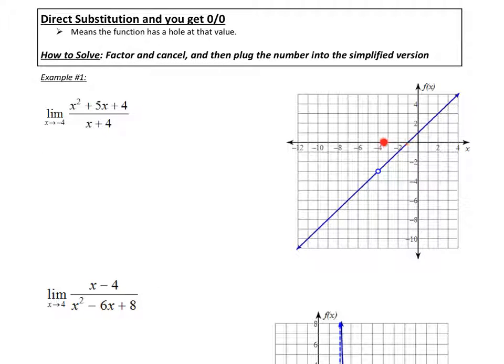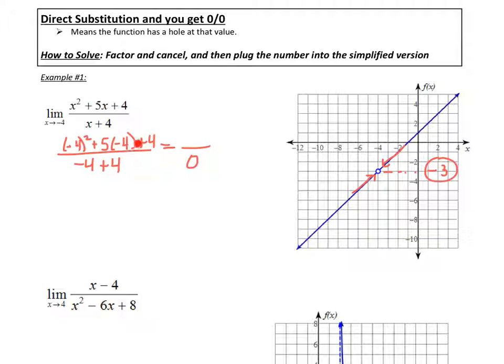So we know if we look at the graph, the limit from the left and the limit from the right both are approaching the y value of negative 3. So let's just see what would happen if we were to do this algebraically. So we're going to plug in negative 4 squared plus 5 times negative 4 plus 4, all over negative 4 plus 4. So it looks as though the denominator is 0 because negative 4 plus 4 is 0.